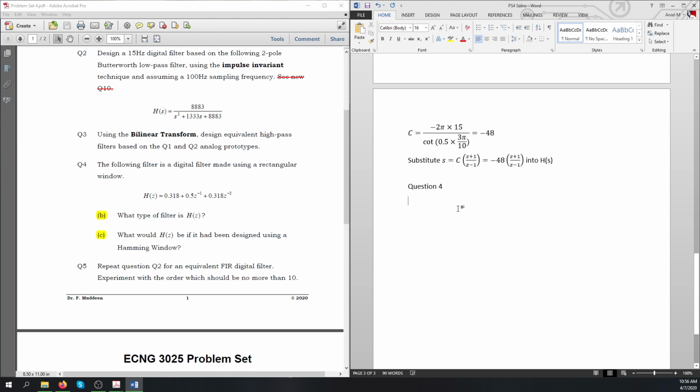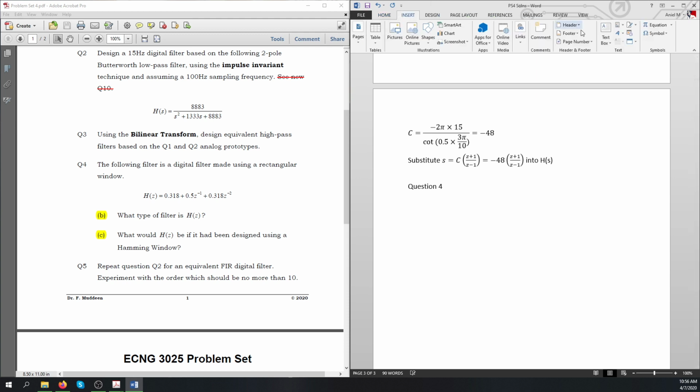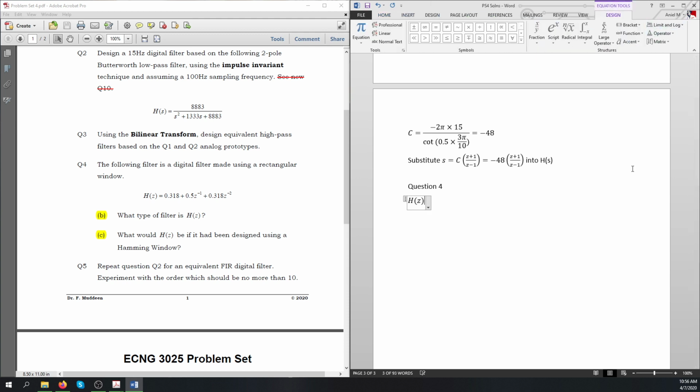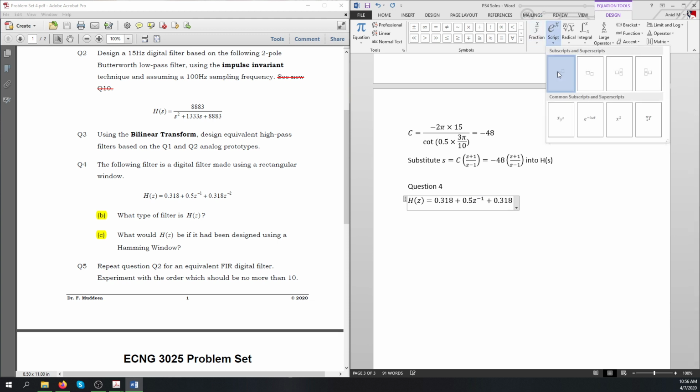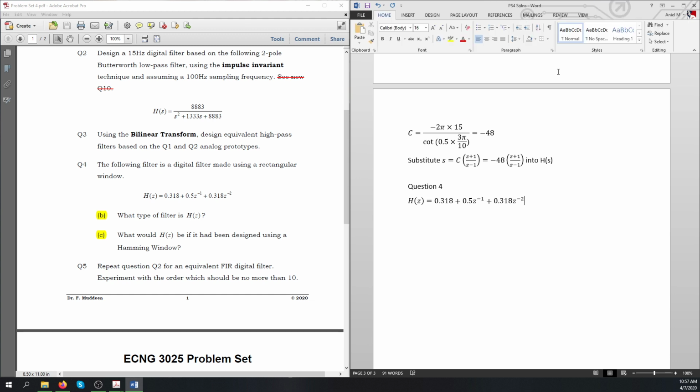Alright, so question 4 here. We have a h of z filter equal to 0.318 plus 0.5 z to the minus 1 plus 0.318 z to the minus 2. So this is a moving average. No, this is an averaging filter, not a moving average filter.